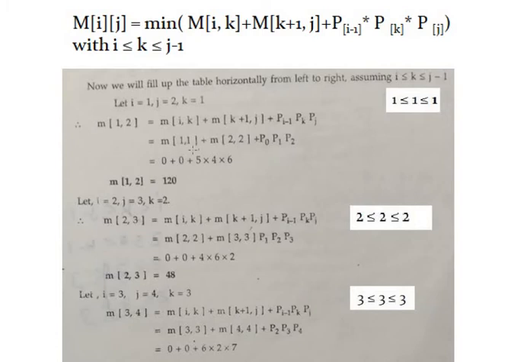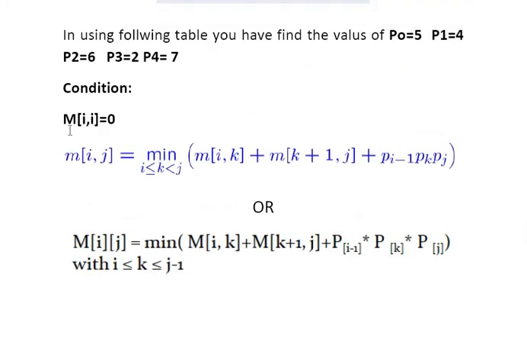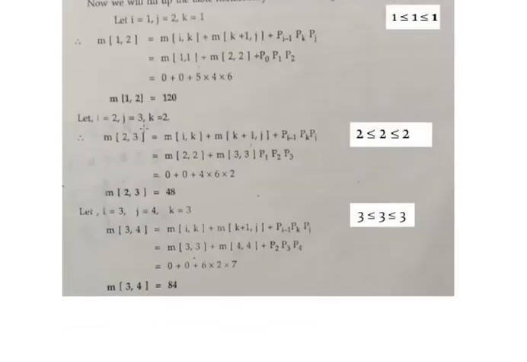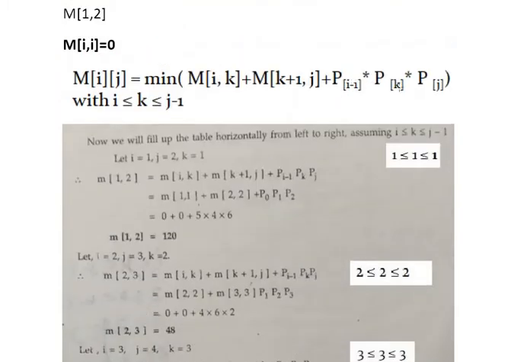You have seen that here, all the value, the condition is m of i equal to 0. It means m of 1 equal to 0, 2 equal to 0, 3 equal to 0, 4, 5, 6, up to all the values are 0. So now you have seen that here m of 1 equal to 0 plus m of 2 equal to 0 plus p of 0, p of 1, p of 2. Now you have multiplied this value because this is the condition.